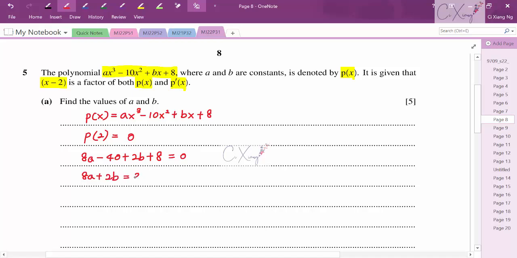If I simplify everything here, I will have 8a plus 2b equals 32. And we can simplify further, I have 4a plus b, which equals 16. And this will be my first equation here.